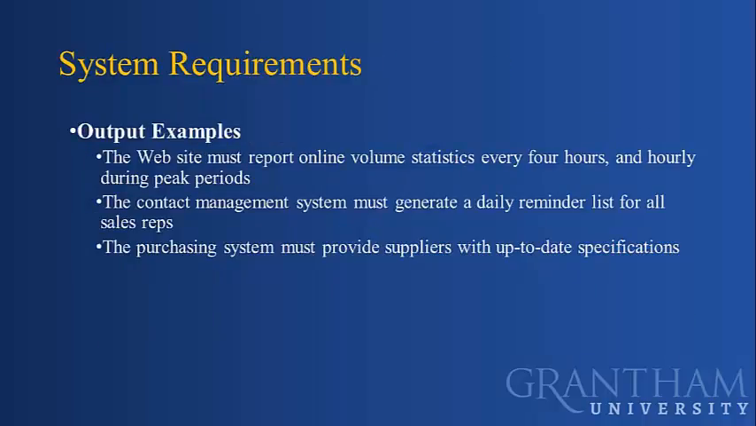System requirements. Output examples are: the website must report online volume statistics every 4 hours and hourly during peak periods. The contact management system must generate a daily reminder list for all sales reps. The purchasing system must provide suppliers with up-to-date specifications.